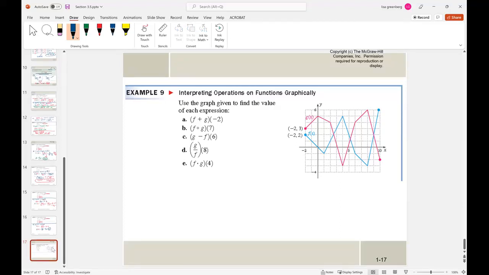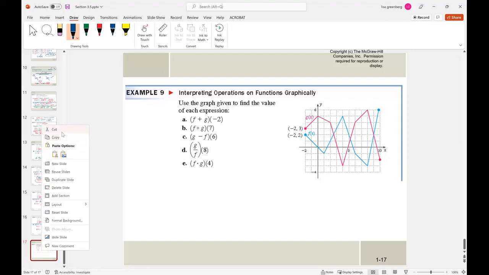This is really not on your homework, so I'm not going to confuse you. I'm just going to not do this one. You don't have anything like that on your homework.